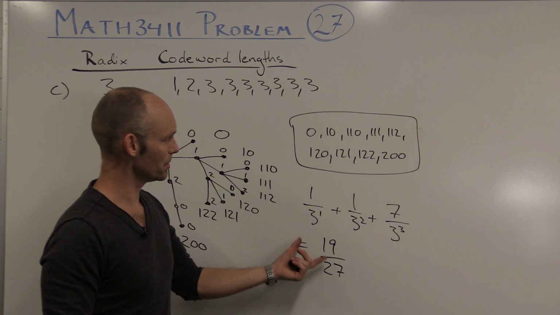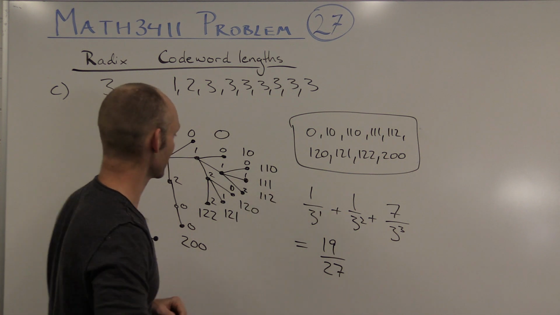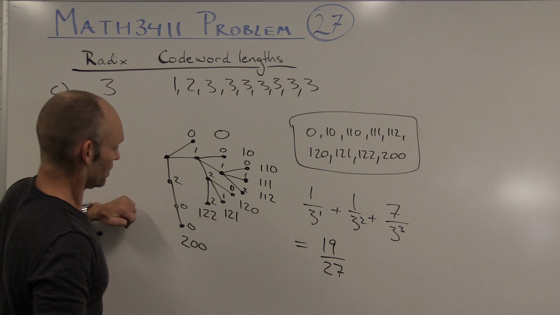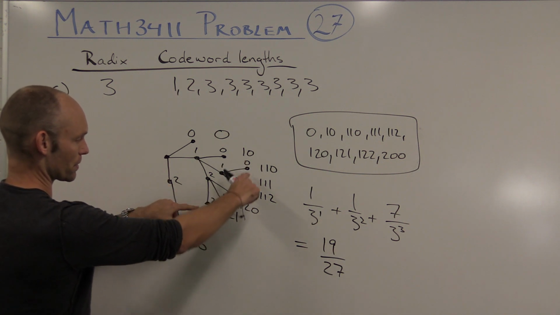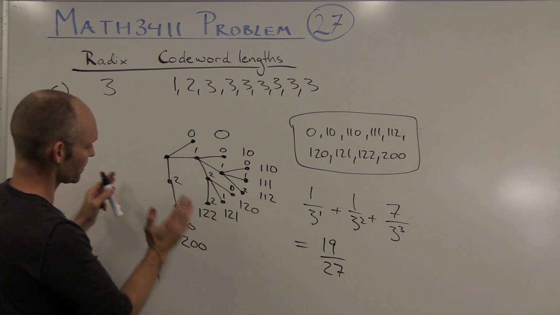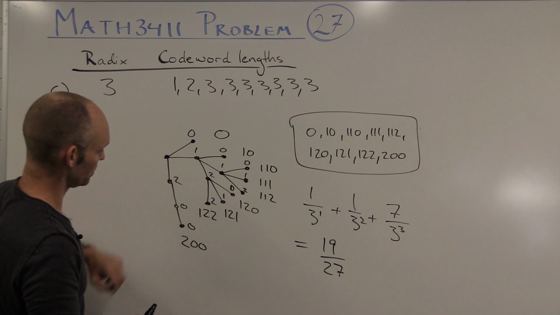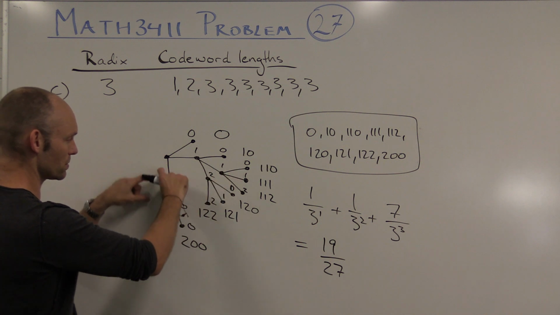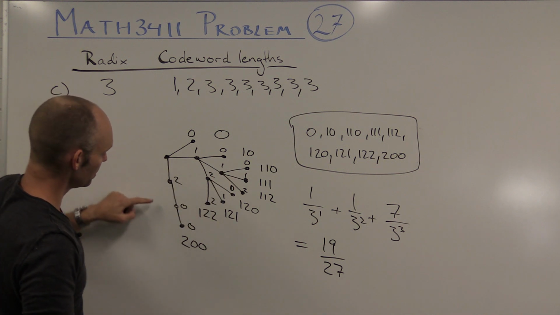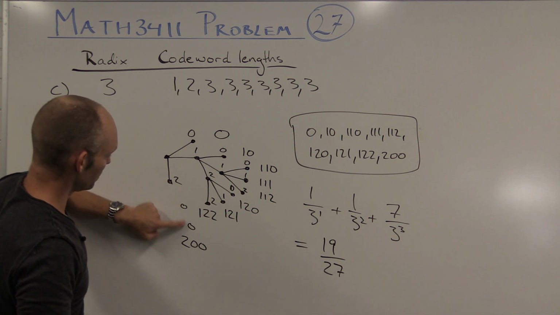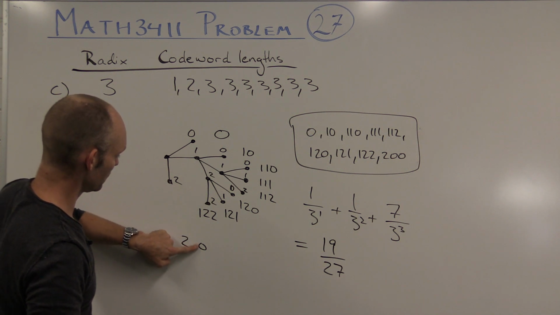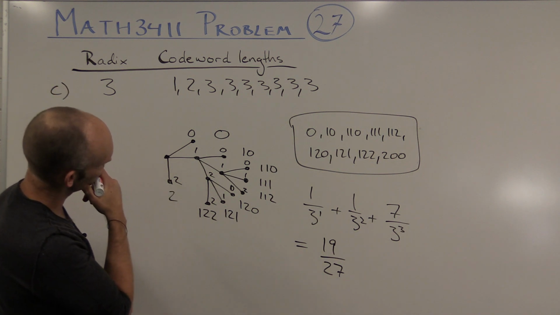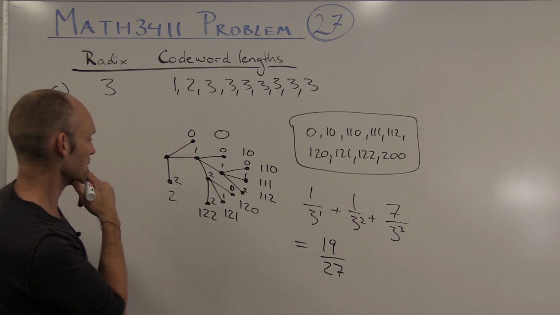So apparently this code could be shortened a bit in various ways. And how could we do that? Well, for instance, we could try to get some of these code words of length 3 and turn them into code words of length 2 by moving some of these edges down here. We could also just say, let's get rid of these two here, so we just have the code word 2. Can we do any better? Possibly, but it looks pretty good now.